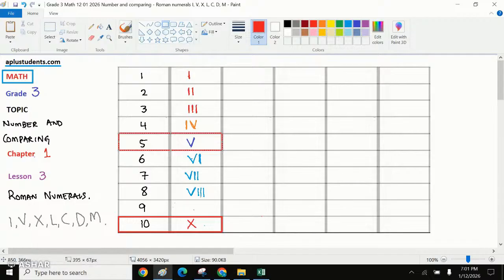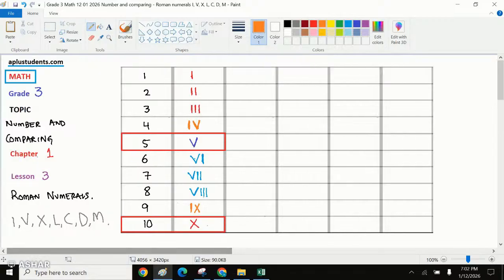5 means V, 10 means X. So we use the same rule as we used for 4. What was the rule we used for 4? We wrote 1 less than V, we wrote 1 before V. In the same way, for 9, we know that it is 1 less than 10. Do we agree on this? Okay, that's good.